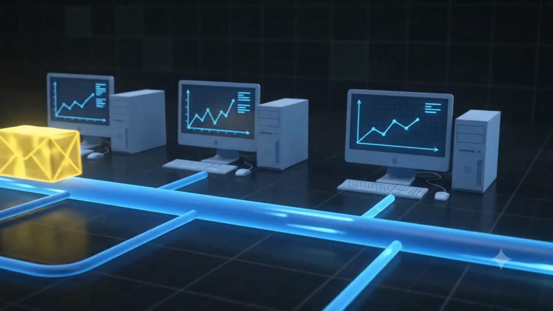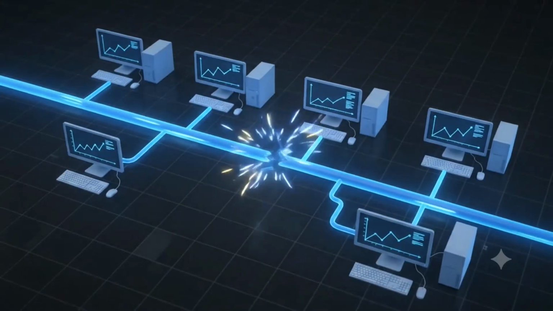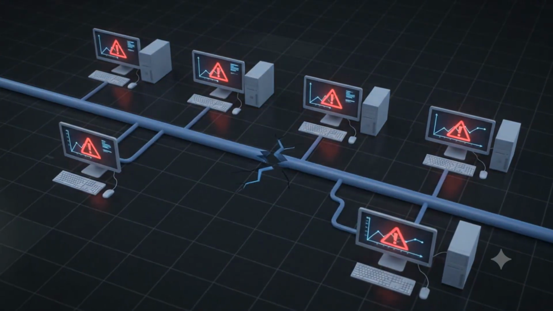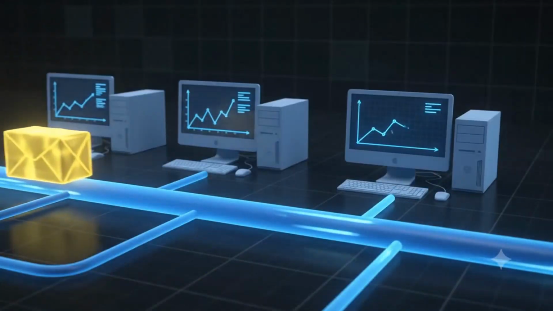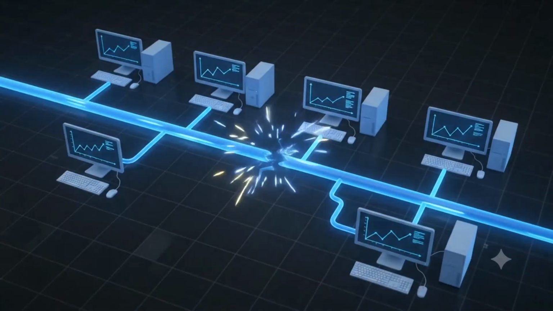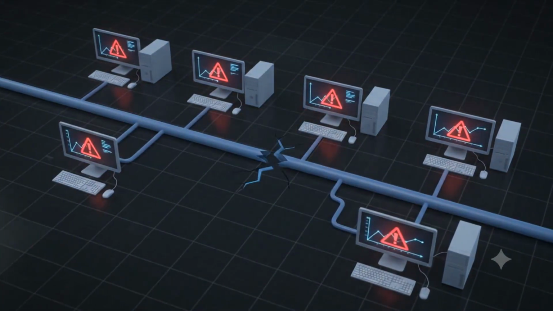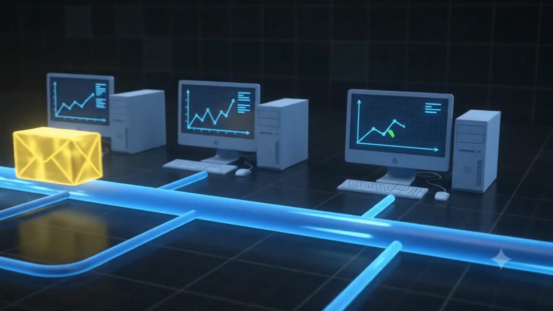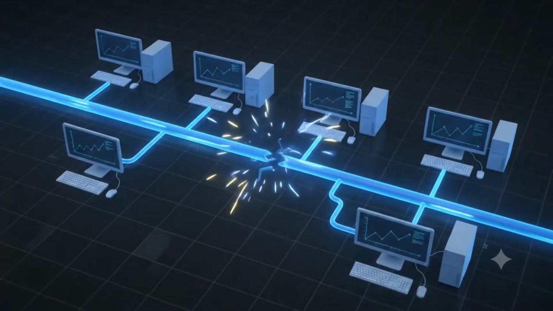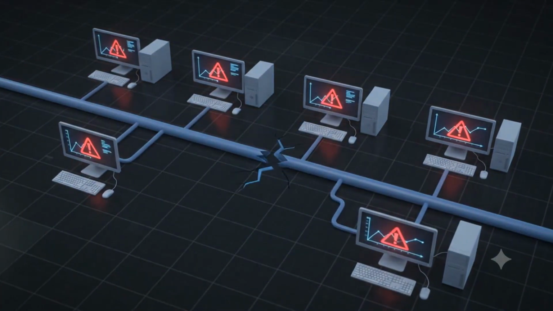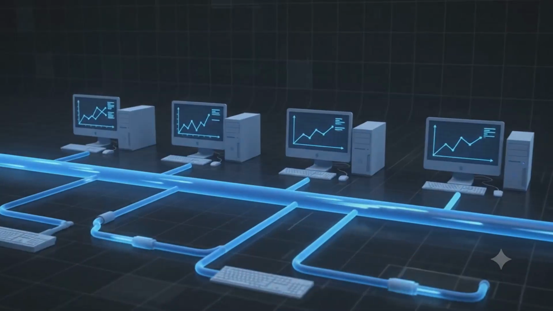Let's start with the simplest one, bus topology. In a bus topology, all devices are connected to a single central cable called the backbone. When a device sends data, it travels along the backbone and every other device can see it. The data contains the destination address, so only the intended device processes it.